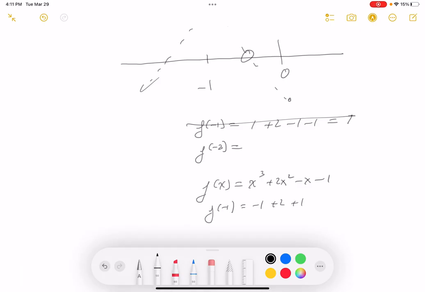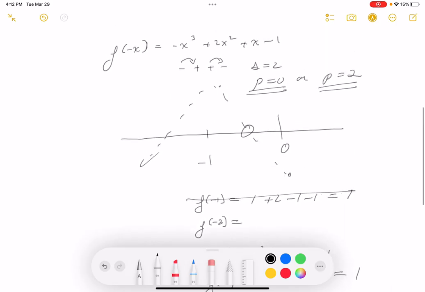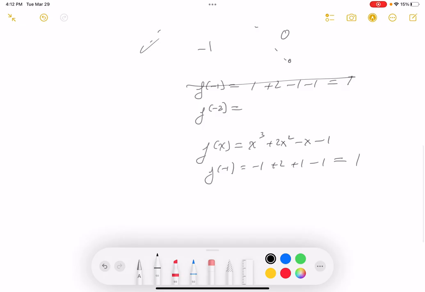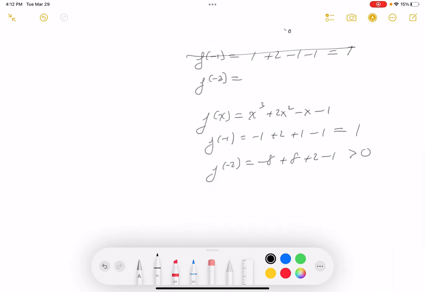Plus 2 plus 1 minus 1. What do you get over there? It's still positive. That's good news. That doesn't change. Let's do f of minus 2. That's going to be minus 8, plus 8, plus 2, minus 1. Well, that's still positive, right? Still positive. But I know it's going to come back down. I'm just wondering when it's going to come back down.